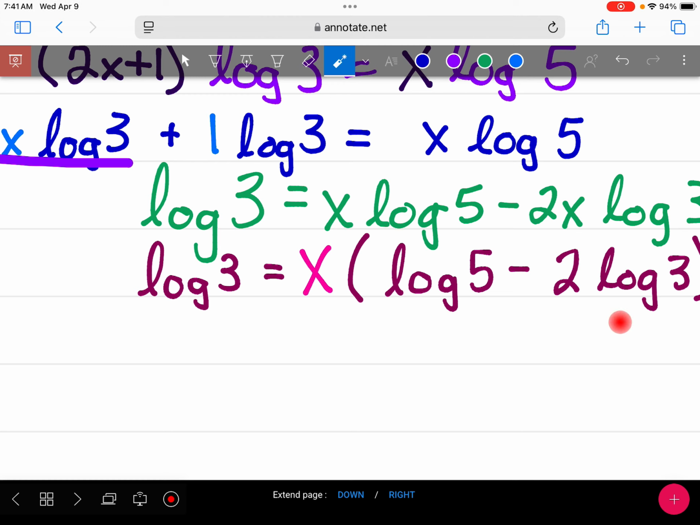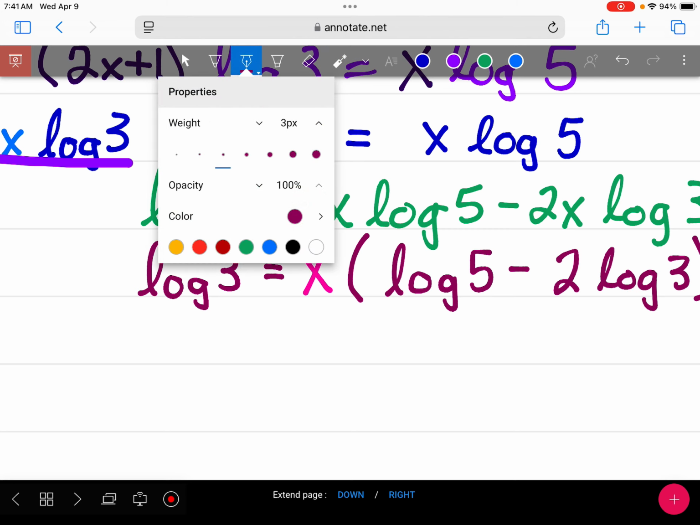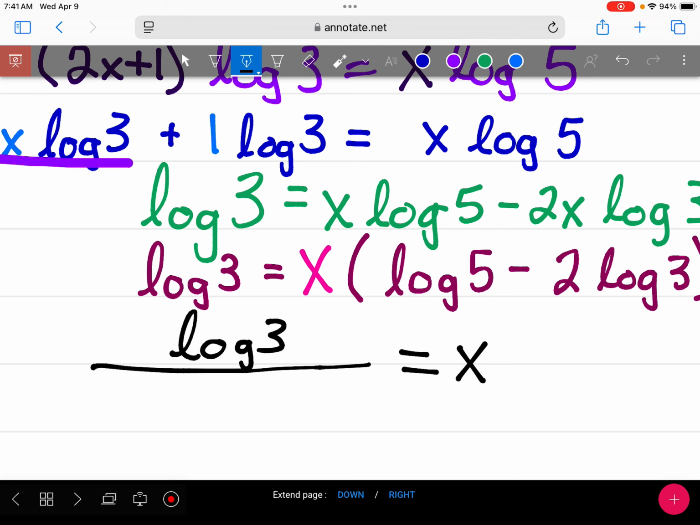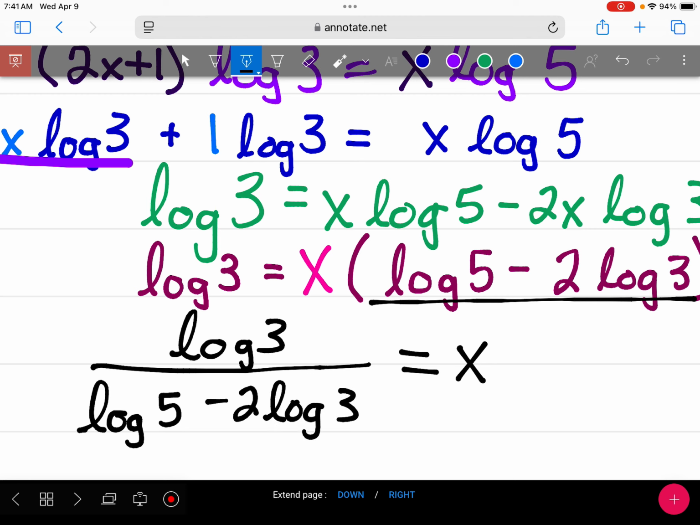So we're going to divide the super gross decimally number away, because that's all this guy is. So what we're going to have is our x over here, and we're going to take our left-hand side, that log of 3, and we're going to divide it by super grossness. Log of 5 minus 2 log 3. Gross. Answer, but gross. This would be our exact answer.